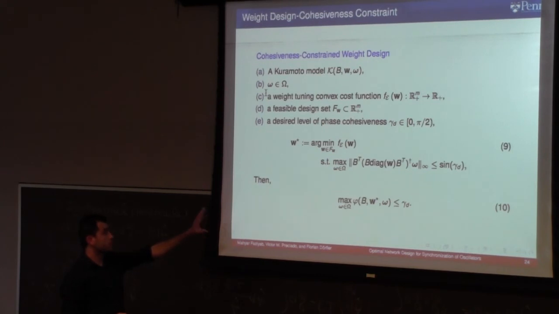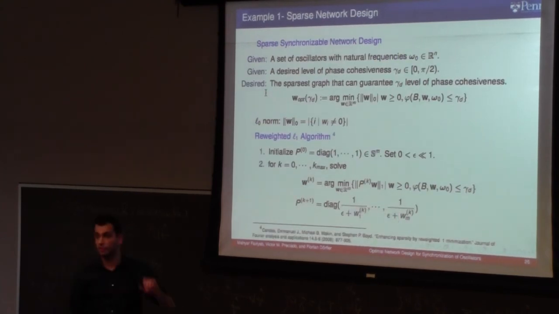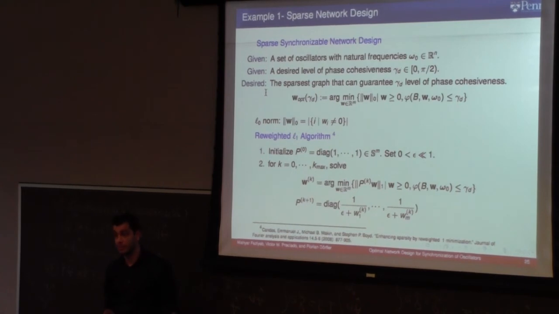The last problem has the same story, except that I swapped the constraint. In this problem, I want to guarantee a certain level of phase cohesiveness while minimizing my cost of tuning, right? Okay, this is the end of the theory, and now we are going to some examples.